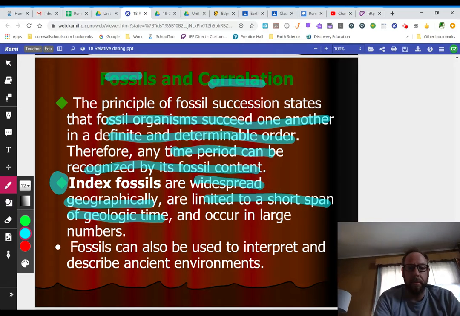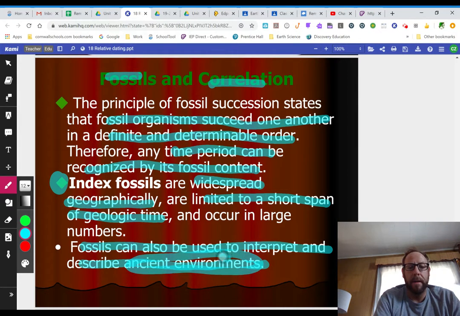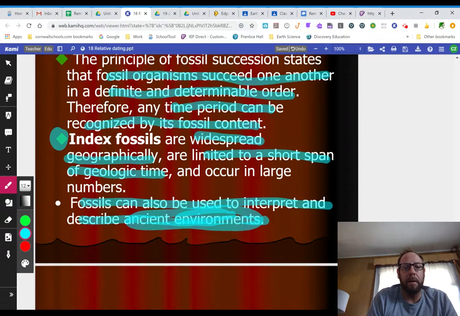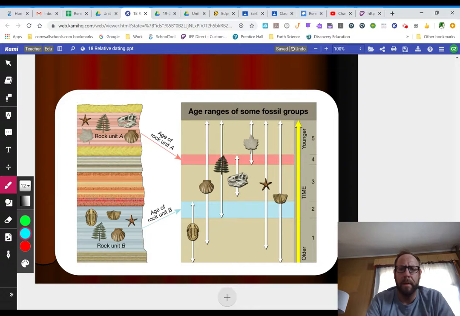Okay, so fossils can be used to determine not only how things were going on, but what the environment was like. Obviously, if you have a lot of fish fossils, it was a watery environment. So when you find ocean shell fossils at the top of a mountain, you know that that rock was once underwater.